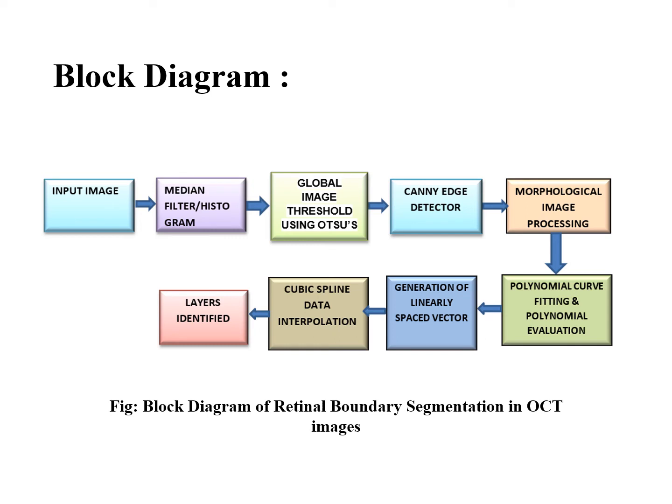This is the block diagram of retinal boundary segmentation in OCT image. This block diagram can be divided into three parts: pre-processing, post-processing, and layers identification. Median filter and histogram equalization are the pre-processing methods. Global image threshold using Otsu, canny edge detector, and morphological image processing are the post-processing methods. Polynomial curve fitting, polynomial evaluation, generation of linearly spaced vector, and cubic spline data interpolation are the layers identification process.